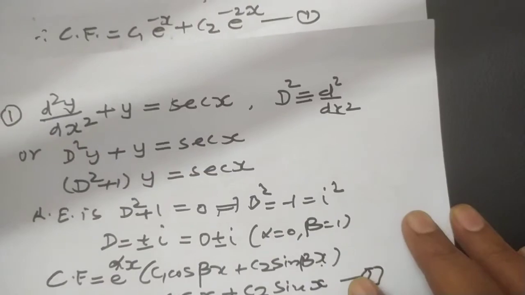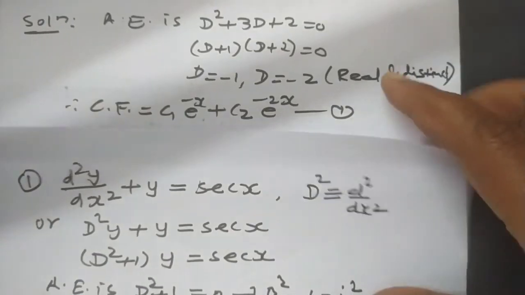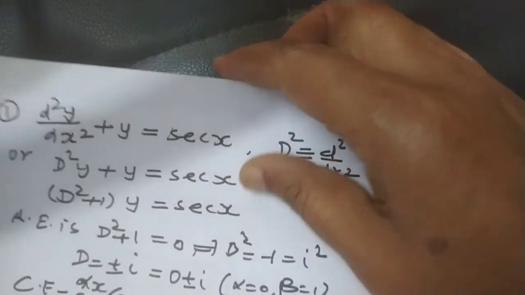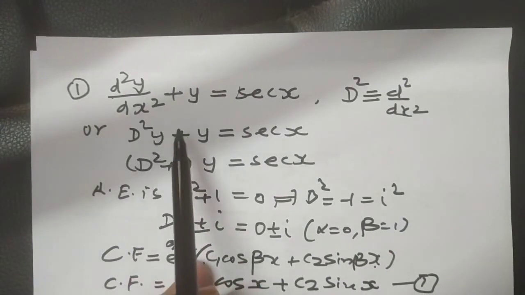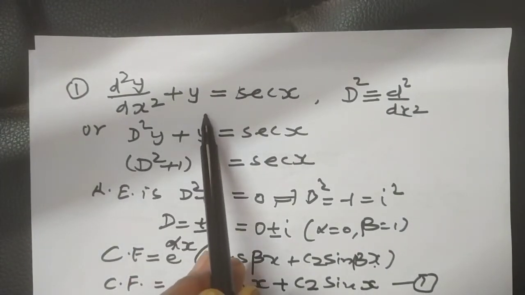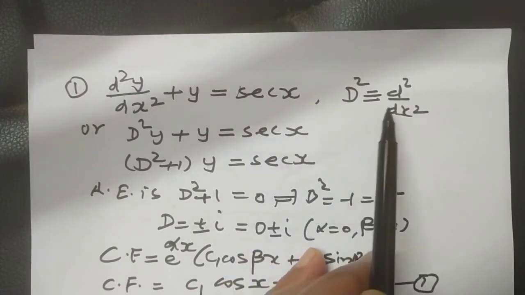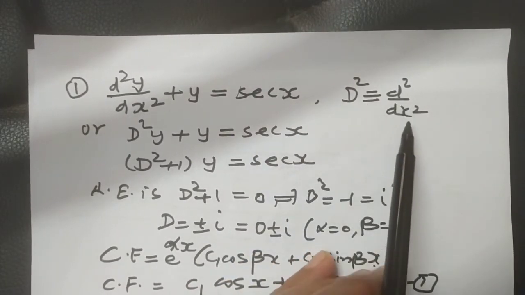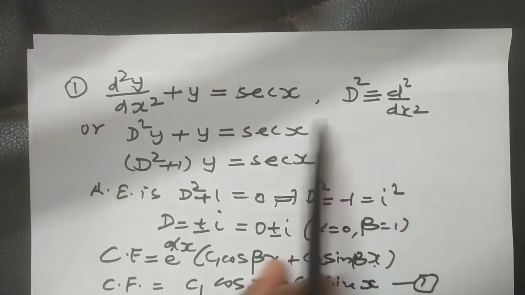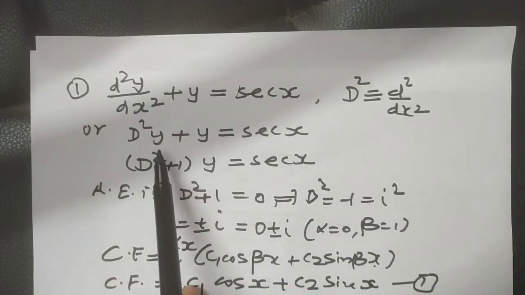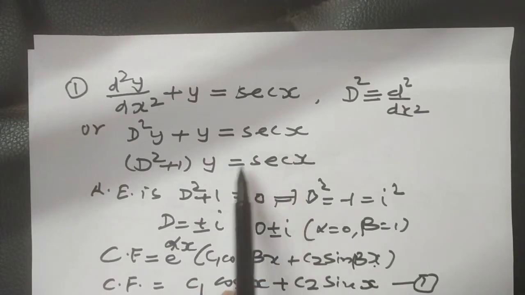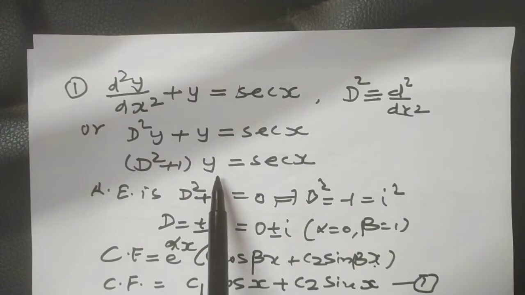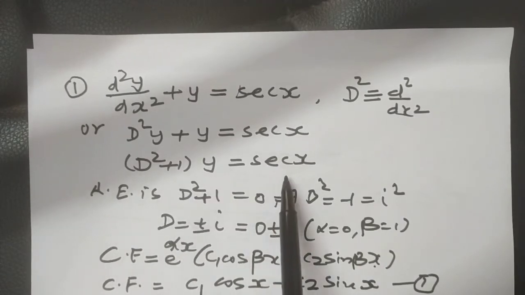Now the first example: solve by the method of variation of parameters d2y by dx square plus y is equal to sec x, where d square is d2 by dx square, meaning the second derivative. So I put it in symbolic form, d square y plus y is equal to sec x, or taking y common, (d square plus 1) y is equal to sec x.